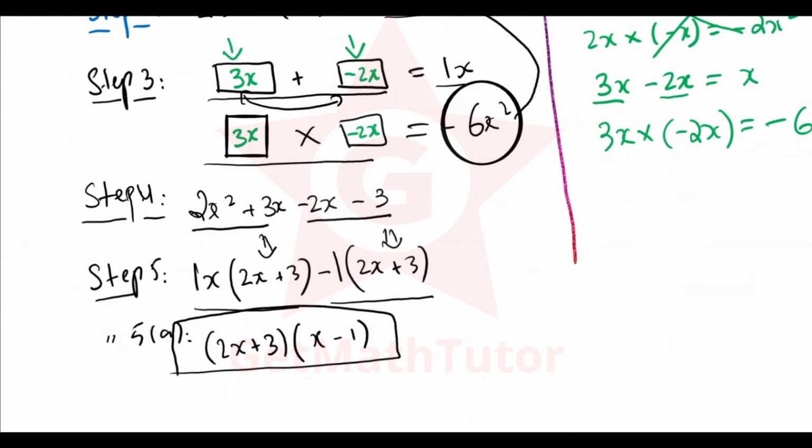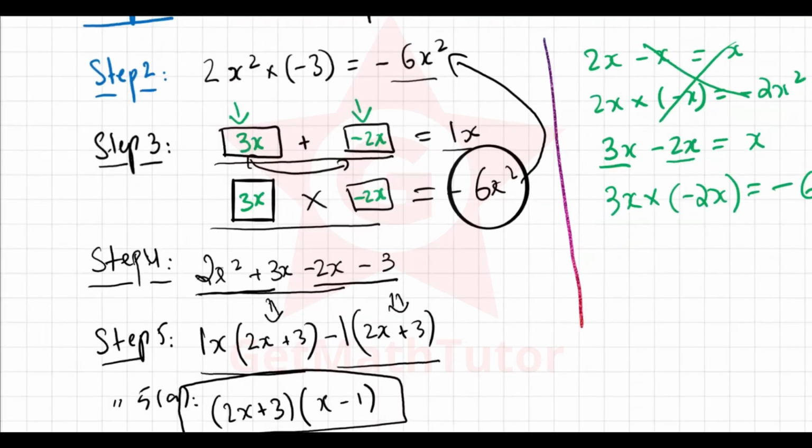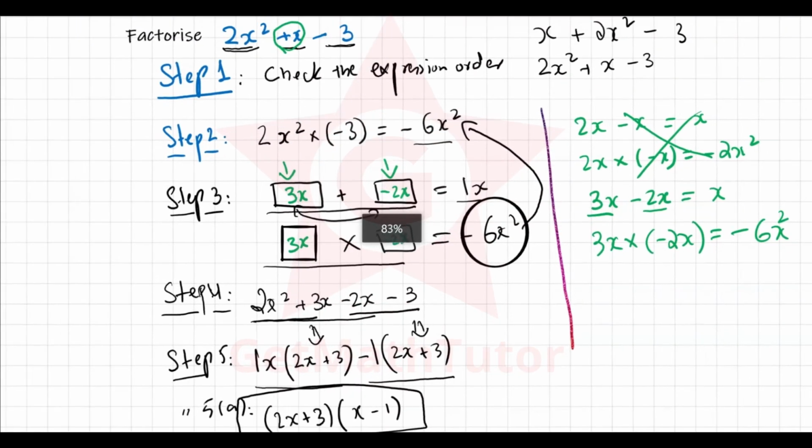Now step 4 is to just rewrite the expression with the middle term broken into two terms, which we have done here. In step 5, we take common in the first two, and then we take the common in the second two terms. And then in step 5a, we take another common bit out, and this is how we have factorized the question. Okay, so that's it.